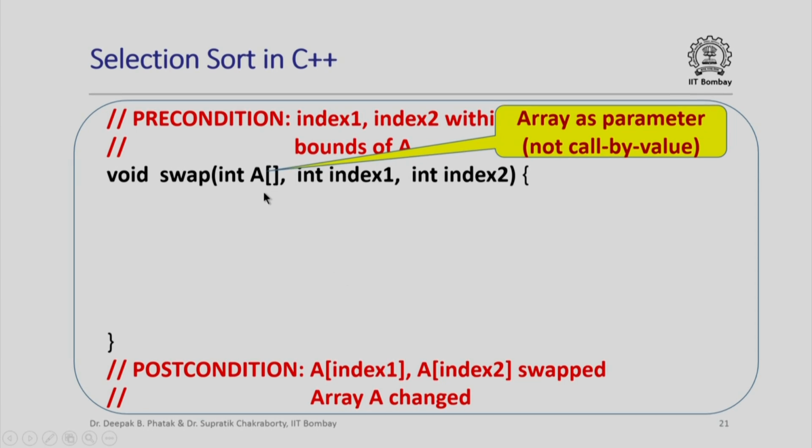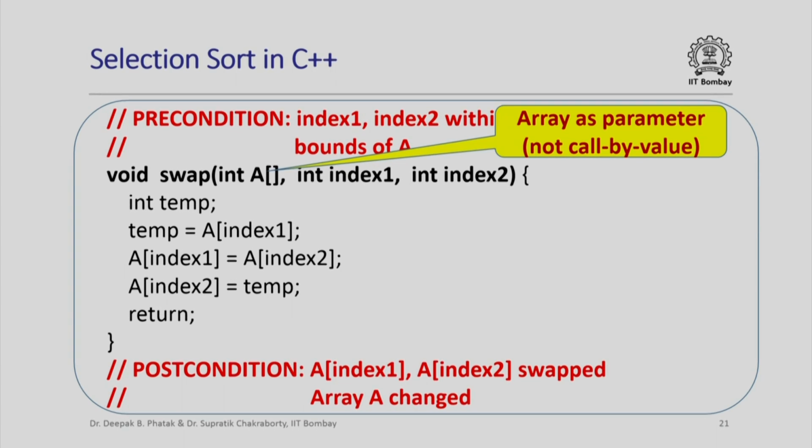Once again note that I am passing an array as a parameter. I have put these two square brackets, so this is not call by value. Within this function, when I refer to A, I am referring to exactly the same array as the caller function used when calling the function swap.